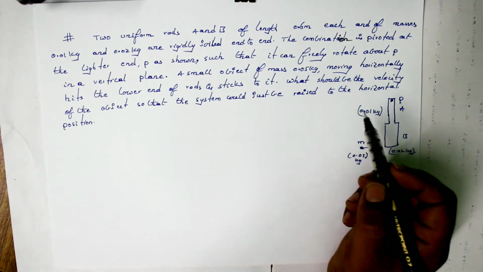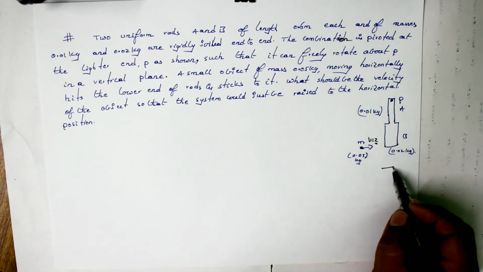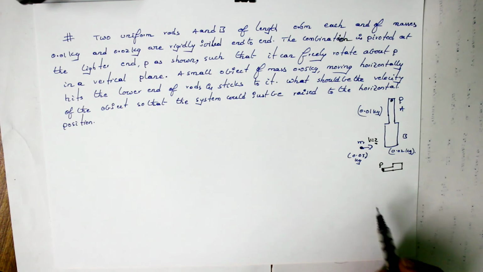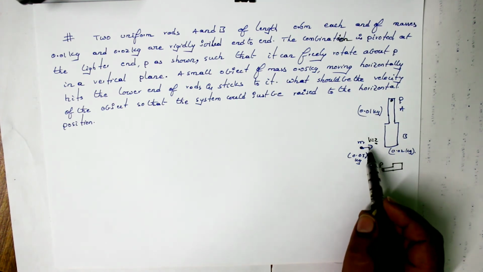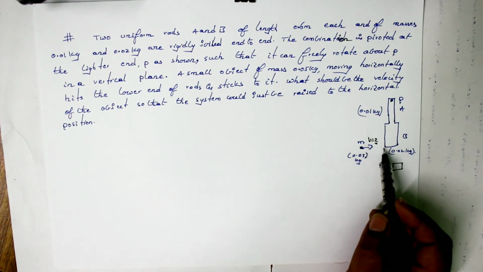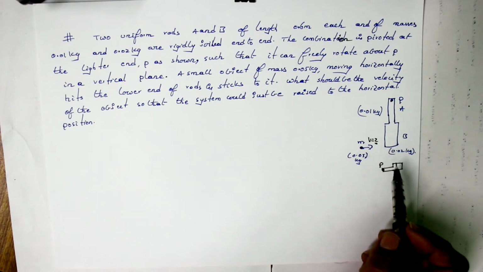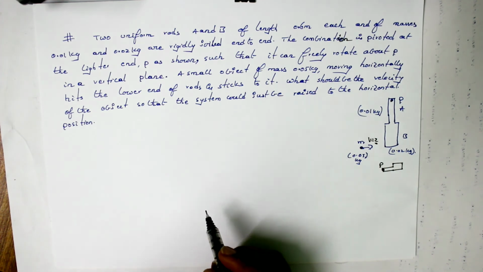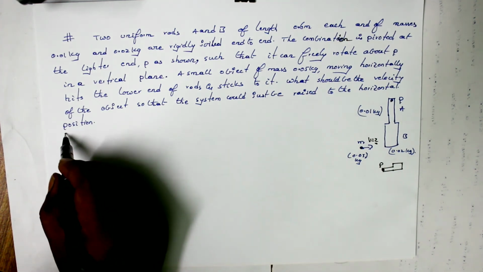position. Previously the rod was like this. Now just the rod should become like this about this point of rotation. So what is the minimum velocity of this mass required so that if it hits at the bottom, this rod should be able to just go to the horizontal position? So this is my condition. Let us see how we can do this problem.